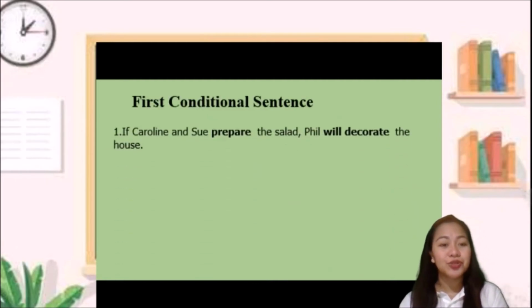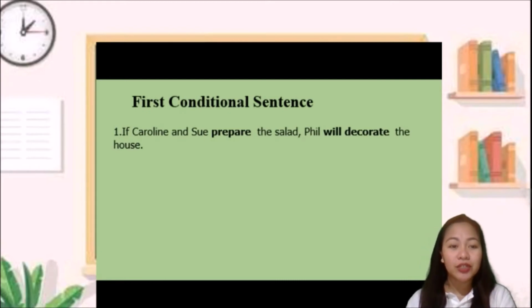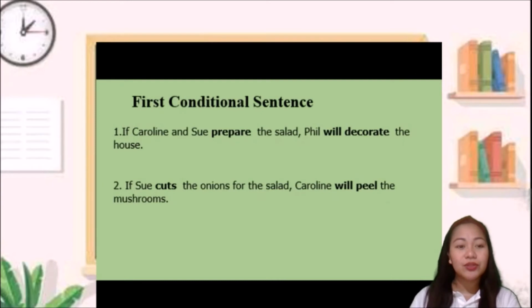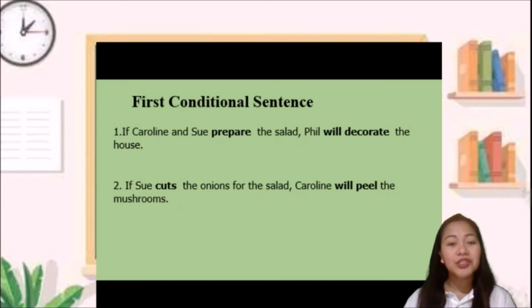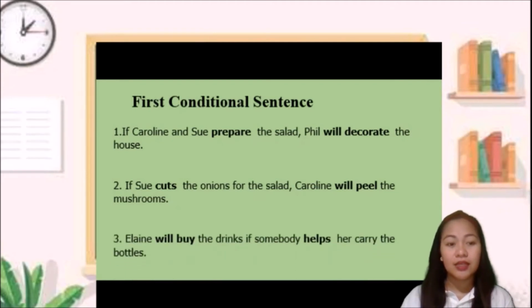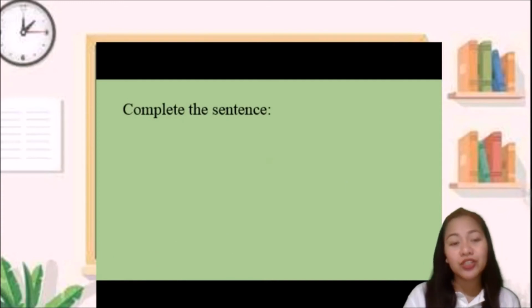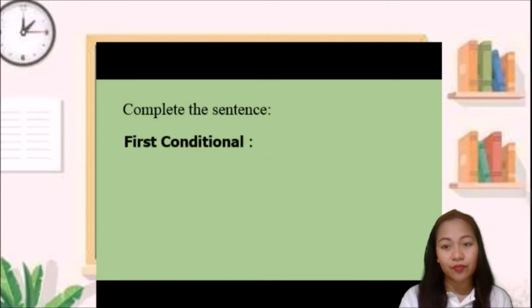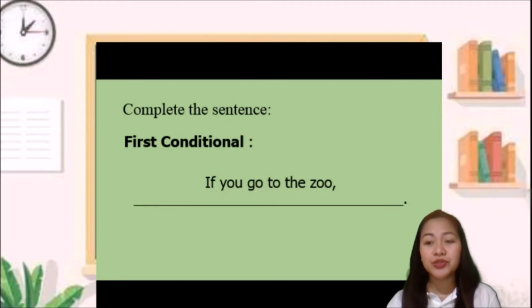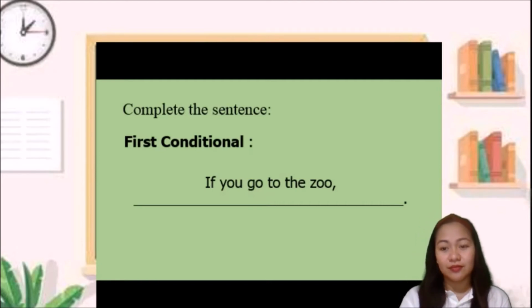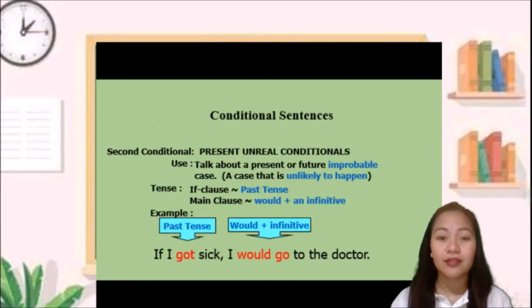If Caroline and Sue prepare the salad, Phil will decorate the house. If Sue cuts the onions for the salad, Caroline will peel the mushrooms. Elaine will buy the drinks if somebody helps her carry the bottles. So now, it's your turn again to finish the sentence. If you go to the zoo, what will be the result? Very good!